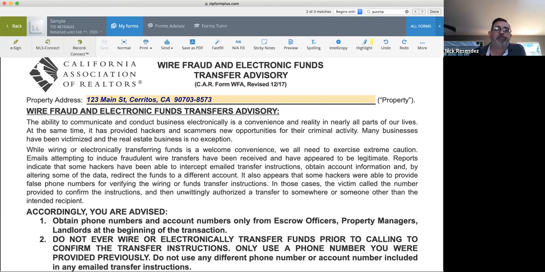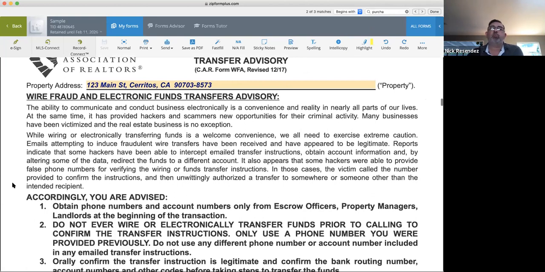So wire fraud. Well, how does this happen? I'll give you an idea of what happens here. Hackers will send out phishing emails and get people like you, agents, to reset, quote unquote, your email password. And what they're basically doing is capturing your login credentials.